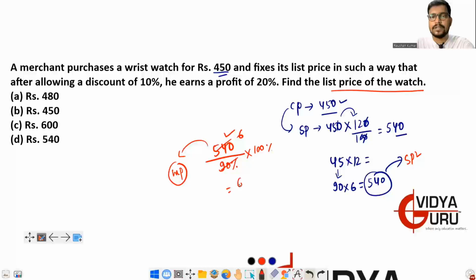So it will be equal to 6. Okay, so from this method also we will get 600. That means C should be our right answer. That is, C is our right answer. This is the second approach.